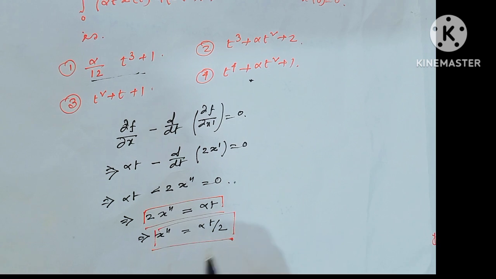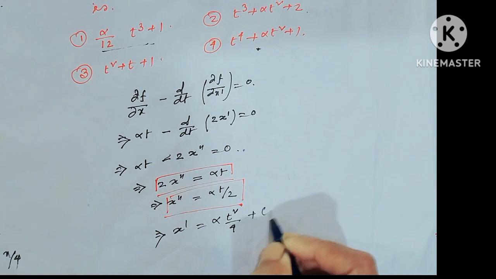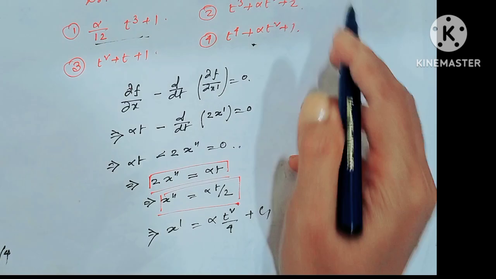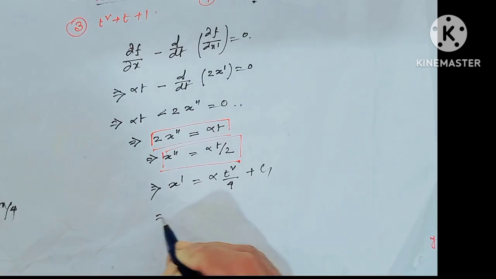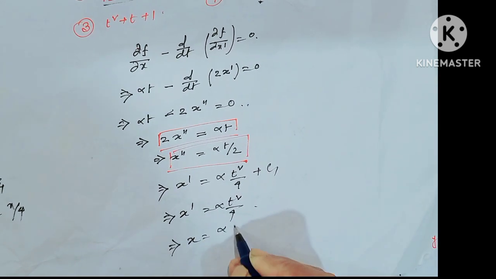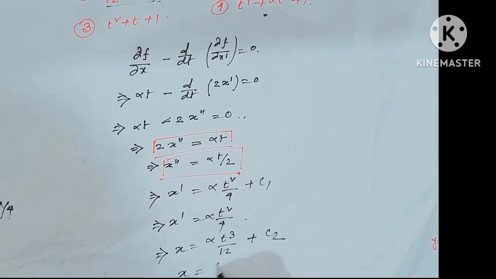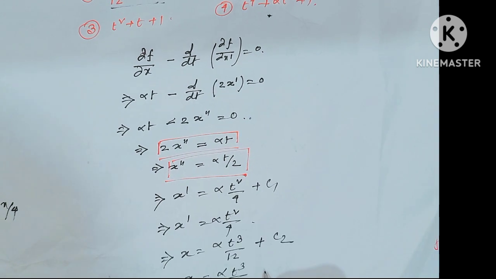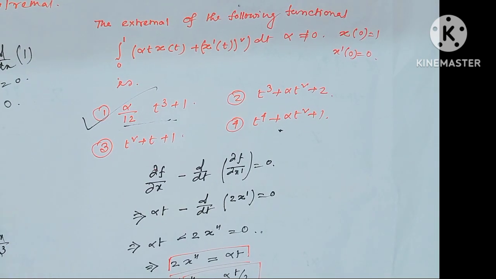x'' equal to alpha t over 2, that implies obviously x' equal to alpha t squared over 4 plus c1. Since x'(0) equal to 0, that implies c1 equal to 0. So x' equal to alpha t squared over 4. Then x equal to alpha t cubed over 12 plus c2. Now apply the initial condition x(0) equal to 1, then you will get c2 equal to 1. That means the extremal of this functional is x equal to alpha t cubed over 12 plus 1. That means option 1 is the right option. I hope all my viewers have understood this, okay.